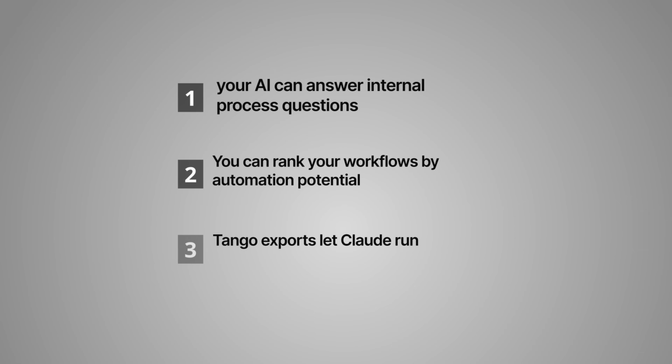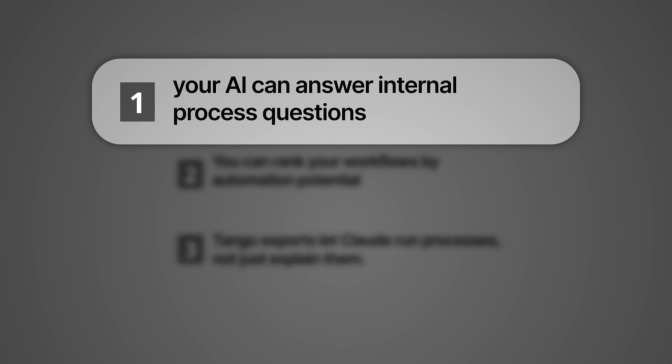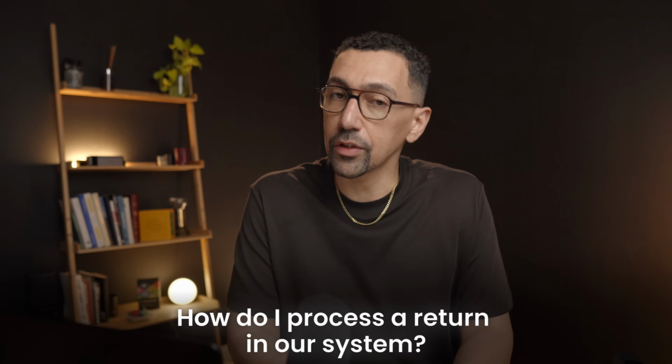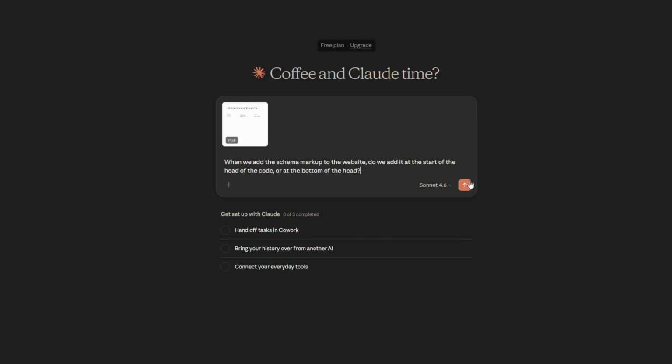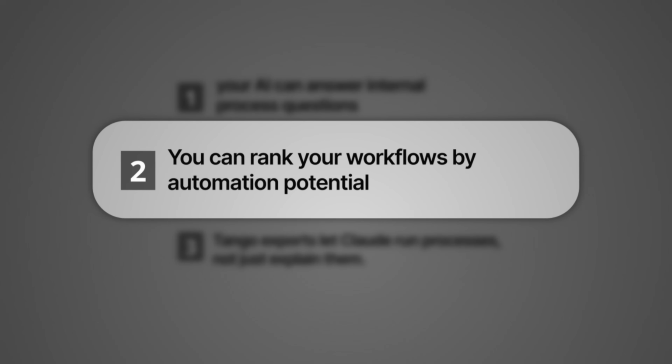First, your AI can answer internal process questions that your employees ask. Something like, how do I process a return in our system? The AI can answer with the actual documented steps because you fed it with a real Tango workflow and not some generic training data. Second, you could rank your workflows by automation potential. Ask your AI which of your documented processes are best candidates for full automation.